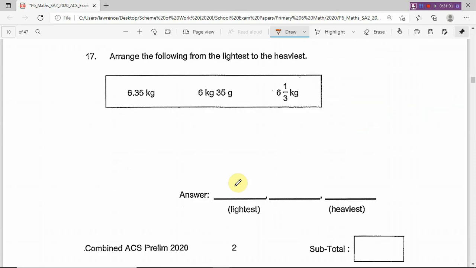Again, how do you arrange from the lightest to the heaviest? Again, there's decimal, there's a fraction. You have to make them all the same. So what I can do is I change them all into the same unit, all grams. That will be easier. So what is 6.35 kilogram? To change to grams, you have to times 1000. And you need to learn how to shift the decimal point 3 times. So you have 1, 2, and 3. And there's an empty basket, put a 0 inside, and there's an arrowhead, put a decimal point. So how many grams?